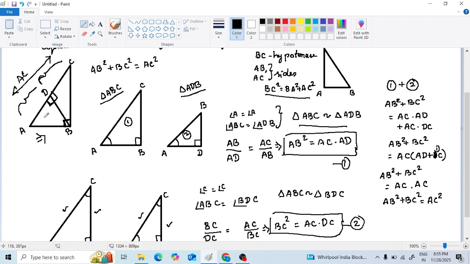So what is AC? It is the hypotenuse. So hypotenuse square is equal to, what is AB? It is one of the sides. What is BC? It is another side. So the square of the sides. Therefore, hypotenuse square is equal to the sum of the squares of its sides. So AC square is equal to AB square plus BC square. In this way we can prove the theorem.